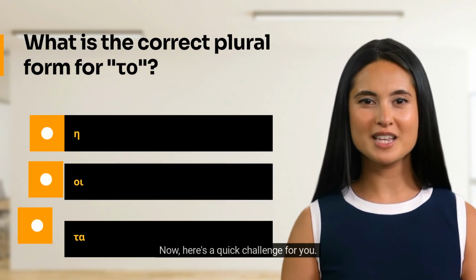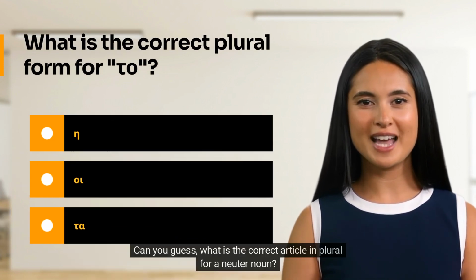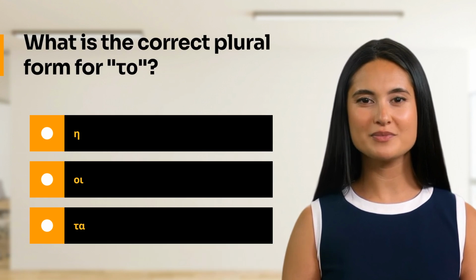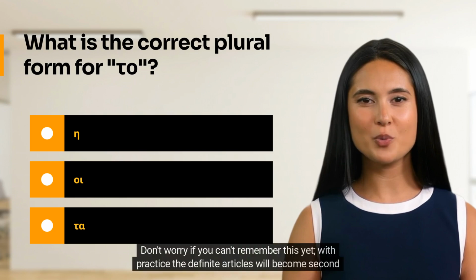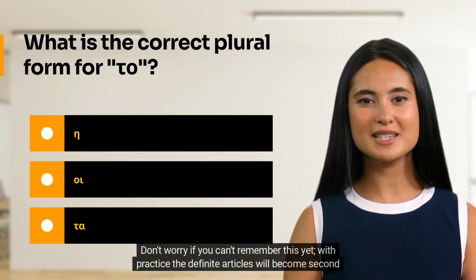Now, here's a quick challenge for you. Can you guess what is the correct article in plural for a neuter noun? Think about it. Don't worry if you can't remember this yet. With practice, the definite articles will become second nature.